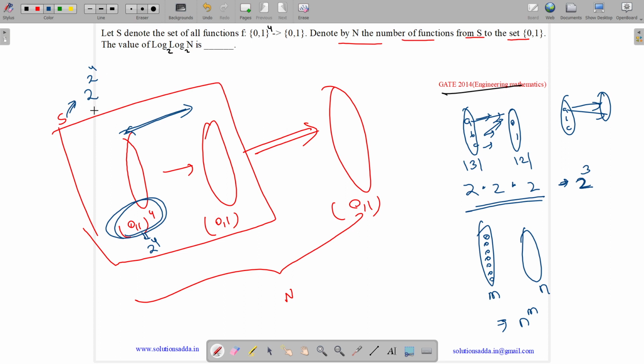Now n is the number of mappings from S to {0,1}. {0,1} has cardinality 2. So number of elements will be 2, which is cardinality of second part, to the power cardinality of first part, which is S. So it is 2 to the power 2 to the power 2 to the power 4. Now what is the value of log base 2 of this value? So 2 times we are applying log base 2.